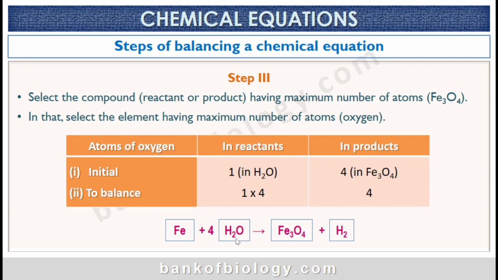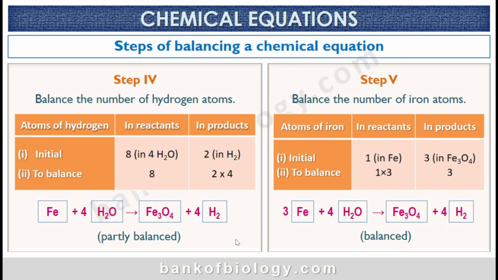But hydrogen is now 8 on the reactant side, and on the product side hydrogen is 2. Let's multiply H2 by 4, so 4H2 means 8. Now hydrogen is balanced. Now balance the number of iron, because oxygen and hydrogen are balanced. Iron is left out: here it is 1 and here it is 3. So multiply Fe by 3. Now it is properly balanced.